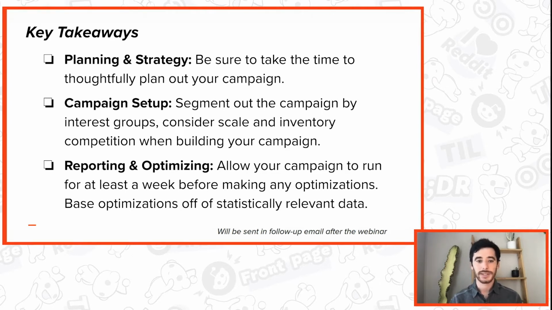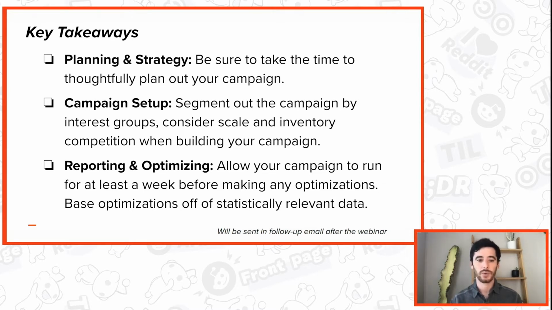Next is campaign setup. So make sure that when you're building out your campaign, you're building it out strategically. Make sure that you are segmenting out your campaign between that primary, secondary, and efficiency ad group. Think about whether or not you want to include conversation pages or retargeting ad groups, and think about what's going to work and what isn't going to work for you.